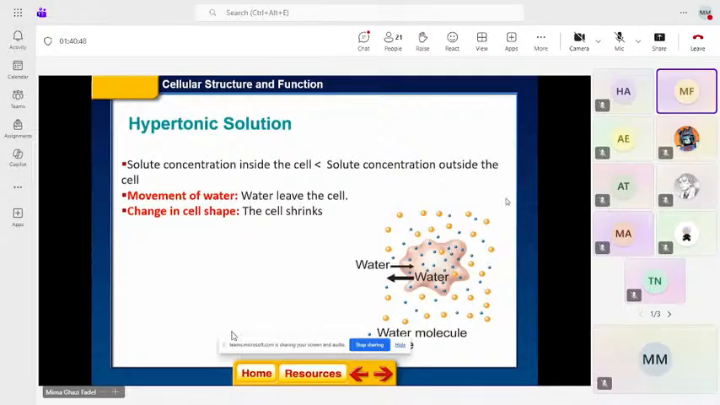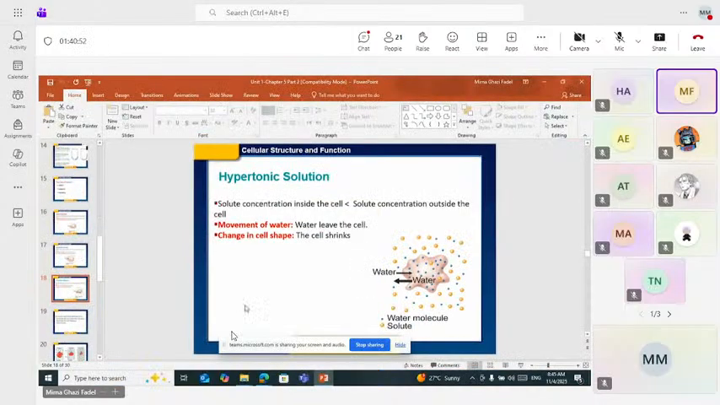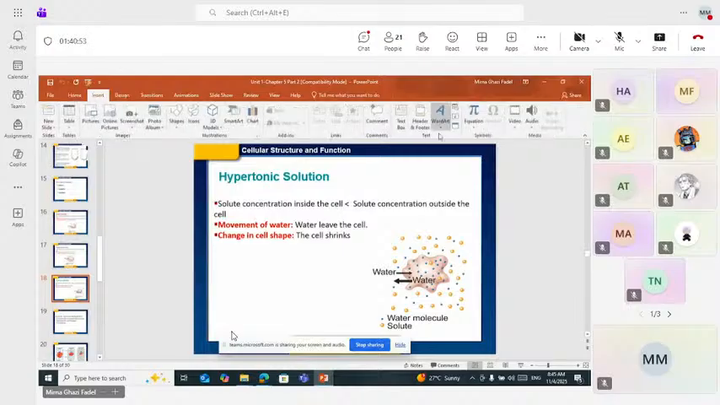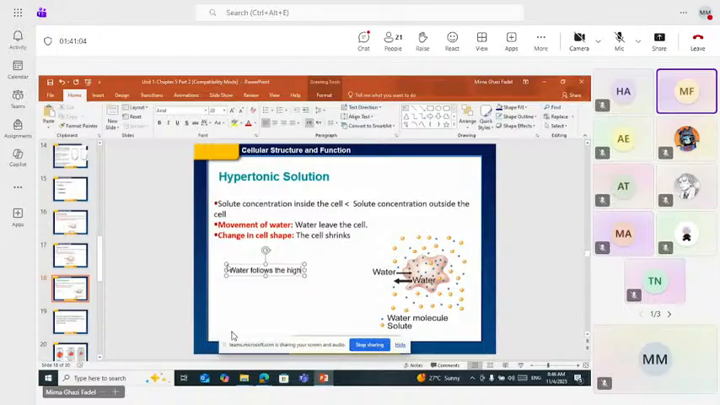Yesterday I wrote something on the board. I wrote this. What is the definition of that?